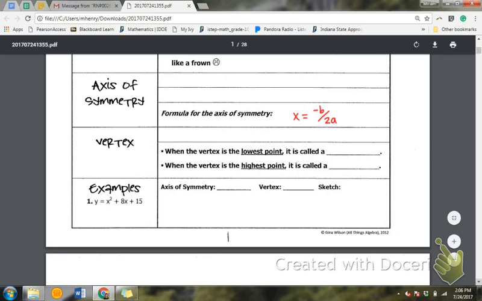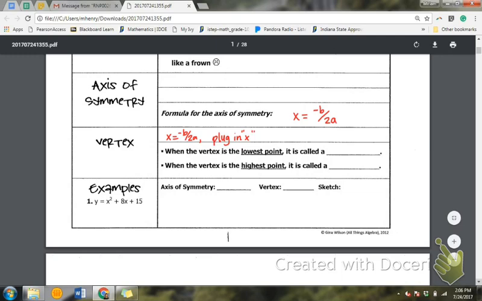The vertex is very closely related to the axis of symmetry. If you look at your graph, do you notice that the axis of symmetry goes through the vertex each time? You guys see that? It's because to find the vertex, you start exactly the same way. The vertex is also started with x equals opposite of b over 2a, and then you plug in x.